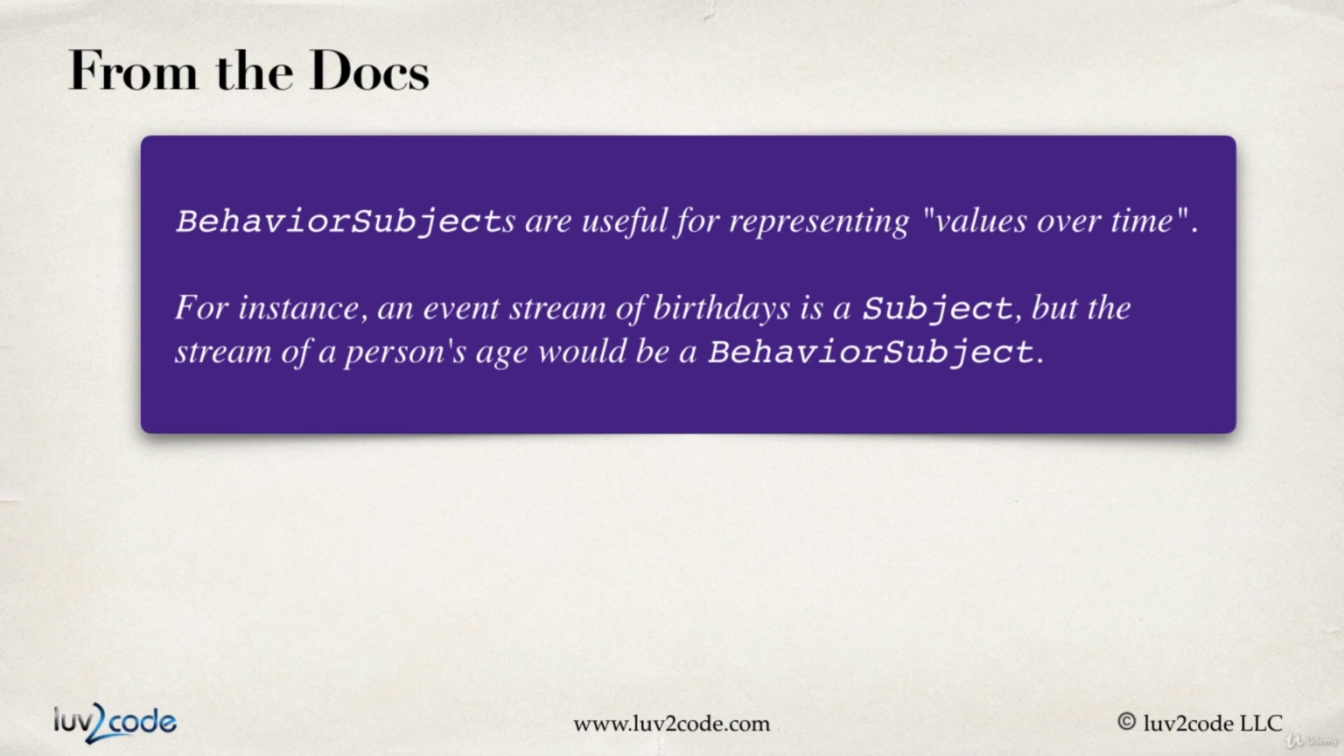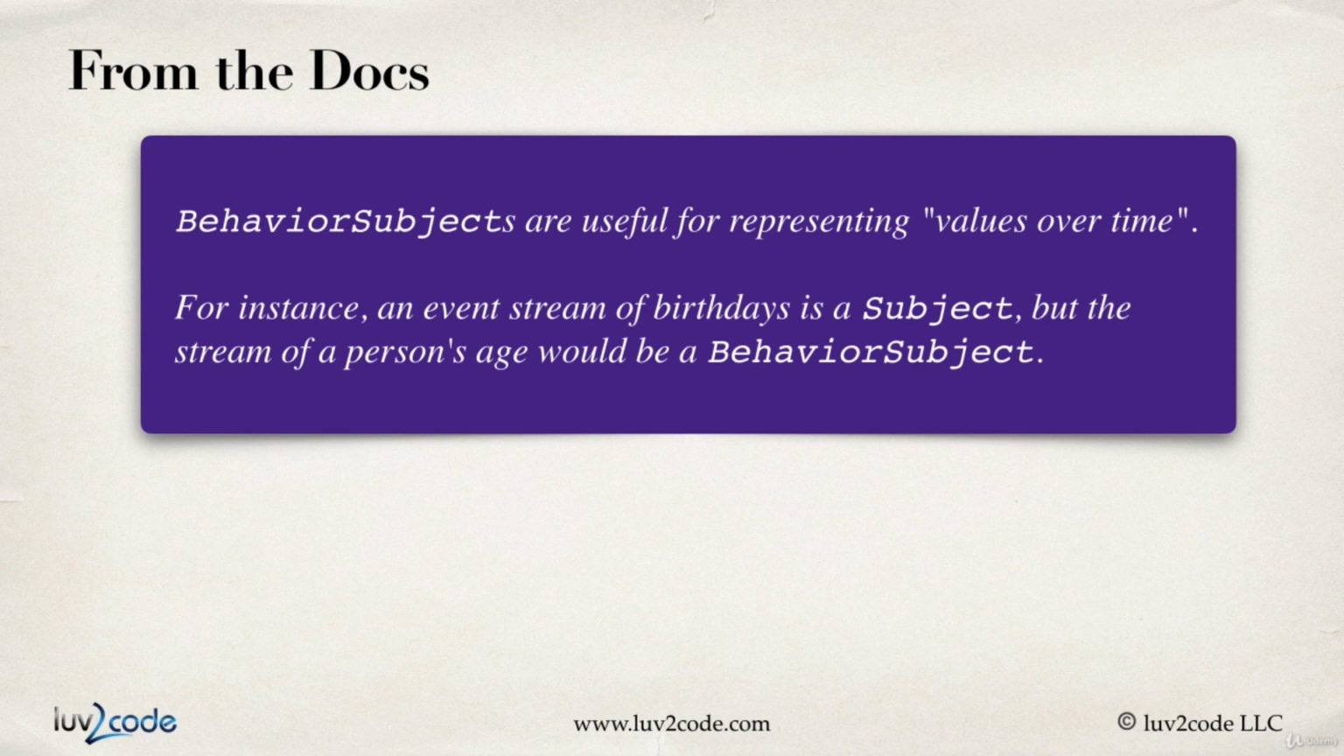And then here's some good information from the docs. Behavior subjects are useful for representing values over time. For instance, an event stream of birthdays is a subject, but the stream of a person's age would be a behavior subject. So using that analogy, a stream of a person's age. You meet a young person. Hey, how old are you? 14, 17, 18. Okay, great. That's the only value you need. You only need to know their latest age or their current age. You really don't care about their age of 5, 3, or 2. Only their latest age. So that's the idea of using a behavior subject, one use case.